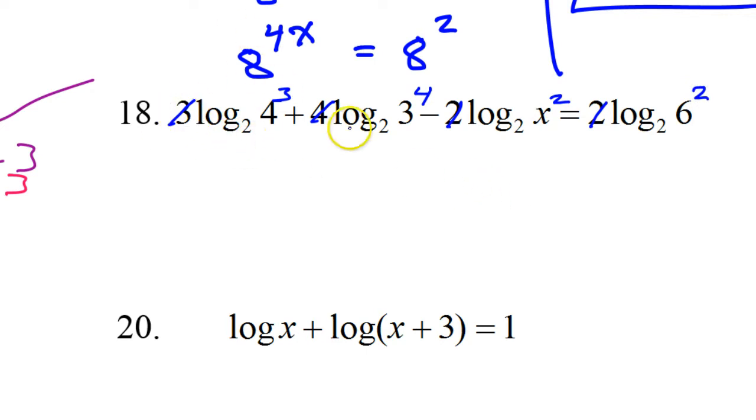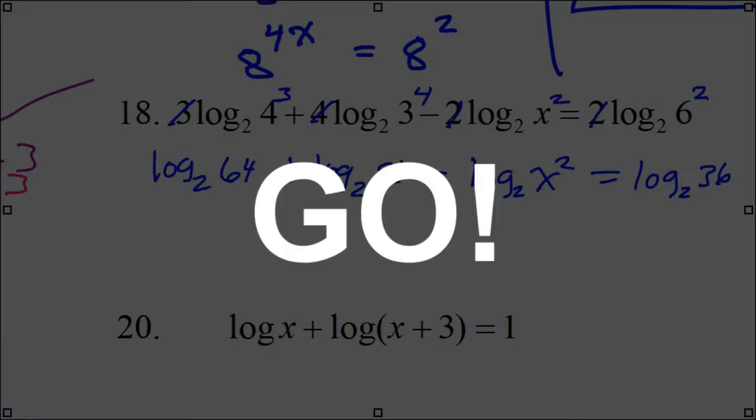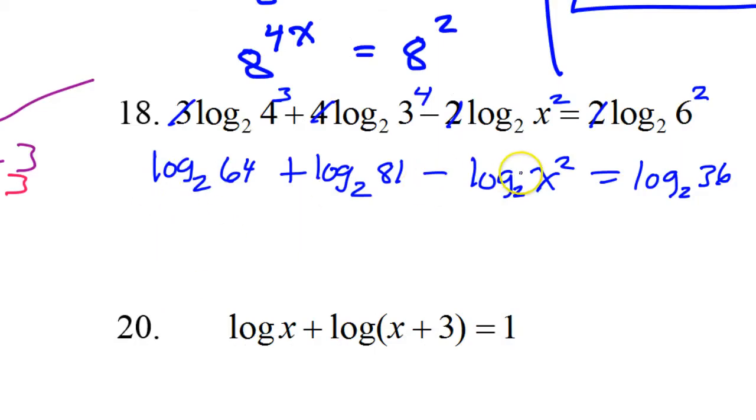Let me recopy. Now, I see these 3 terms here. I can combine all 3 terms on the left side into one term using a combination of the product rule and the quotient rule, sort of like we did earlier. I'm going to write log base 2, and I'm going to make my fraction. Anything that's coming from a positive term is going to end up in the numerator. Anything that's coming from a negative term is going to end up in the denominator.